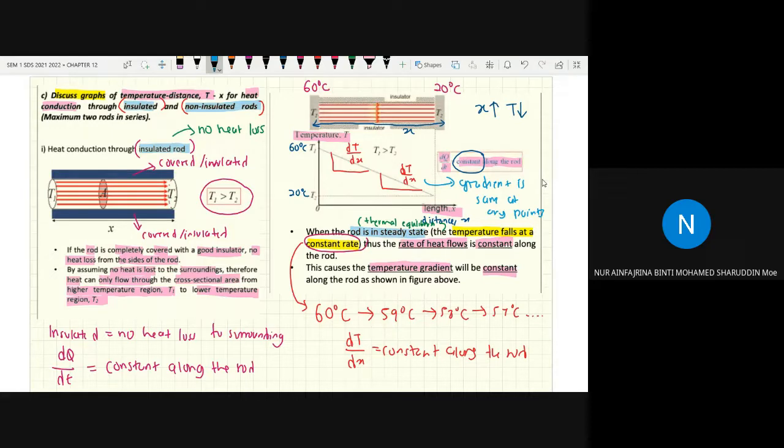Right, so we have a straight line graph. For a straight line graph, you must know that the gradient at any point you take is the same. So this is for an insulated rod, which means no heat loss. The heat is preserved, meaning heat just transfers from T1 to T2, maybe from point X to point Y, without loss of heat. Okay, may I proceed? Yes, ma'am. Yes, sir. Okay, I'll proceed.